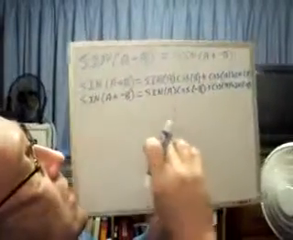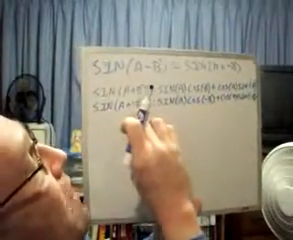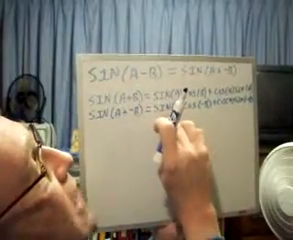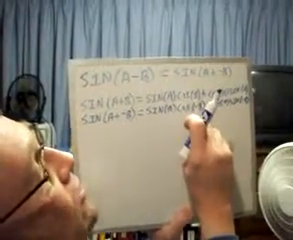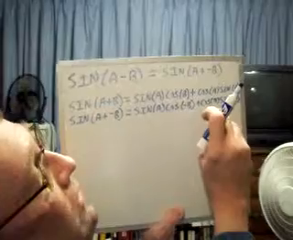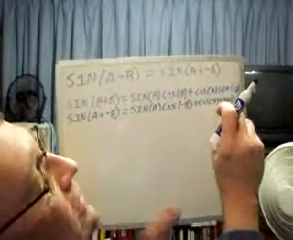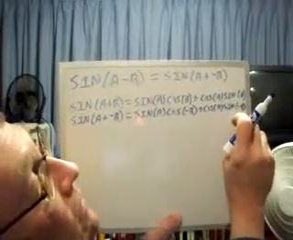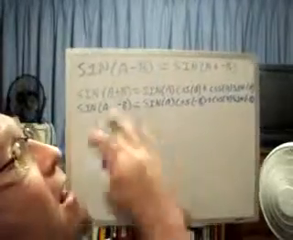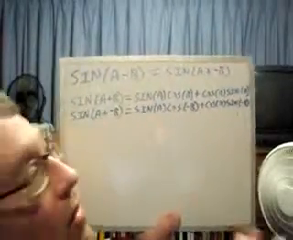Okay, so what do we do? Now we're saying that the sine of A plus negative B equals the sine of A times the cosine of negative B plus the cosine of A times the sine of negative B. Alright, now it looks kind of ugly, don't you think? Let's flip a few things around, shall we?